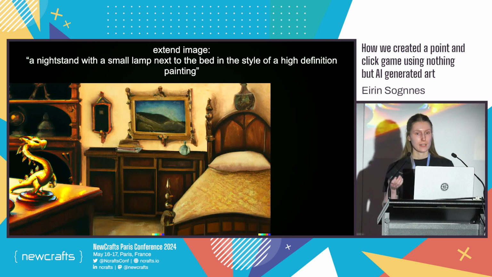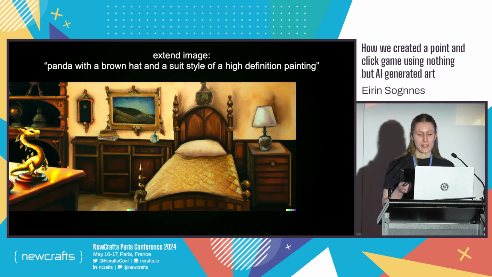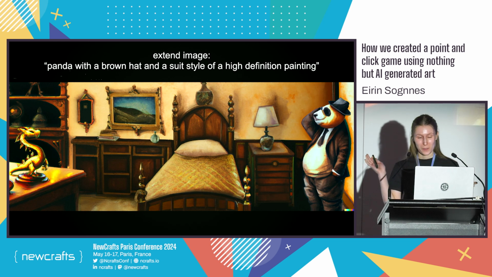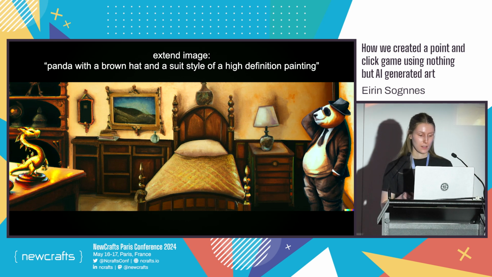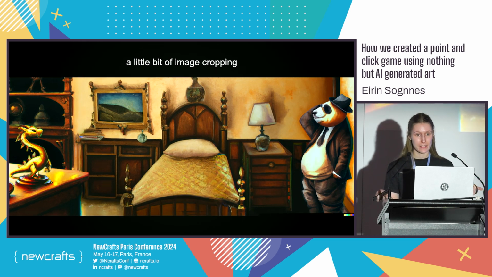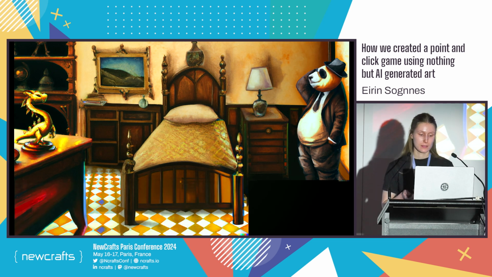So we also created a nightstand, and we tried to create our main character, because this was before we trained our own model. And as you can see, not consistent. It's very different from what we wanted, but we'll get back to that. First, we made the image too wide, so we had to crop it. So we did that, and then we extended it in the height as well, like this.